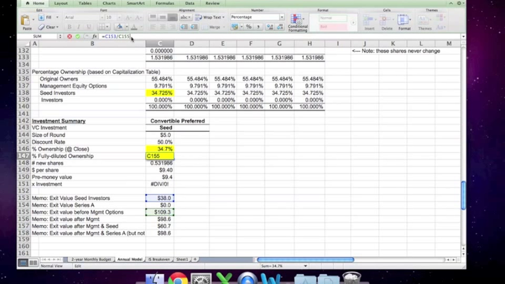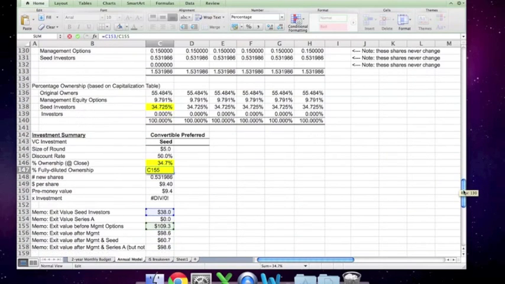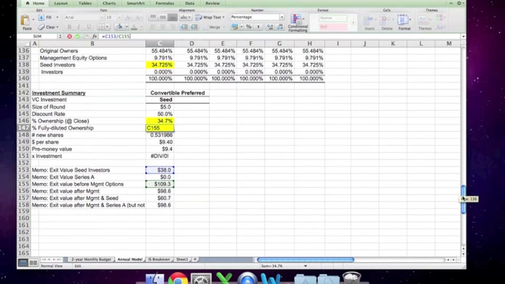the exit value of the seed investors, which is the $38 million that we calculated earlier, divided by the $109.3 million, which is the exit value before management options. You can see these numbers up here as well. There's the 109, and there's the 38, and we could have calculated it right here. But for the sake of convenience and some vagaries we have in constructing this model, these numbers have been aggregated down below. And that shows you how that 34.7 is arrived at.